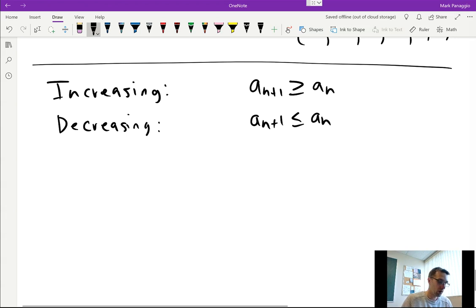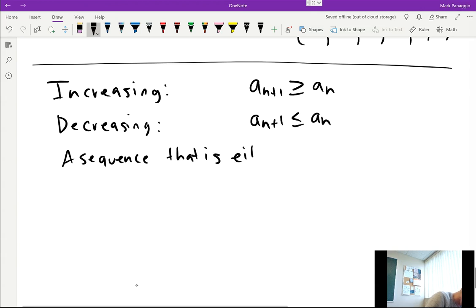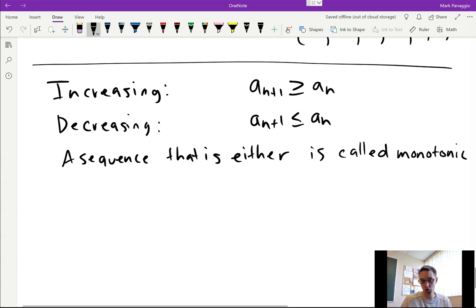All right, and we can say that a sequence that is either of those is called monotonic. Mono meaning one, and tonic is referring to has basically just one trend. It's either always going up or it's always going down. Okay, so a sequence can be increasing, it could be decreasing, it could be monotonic.